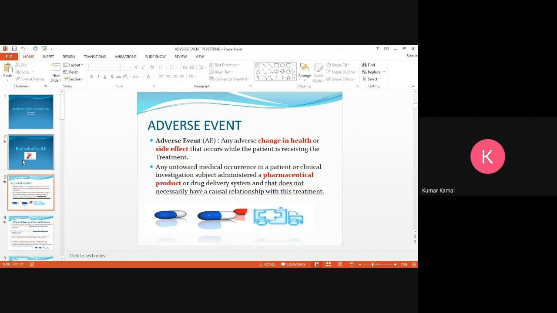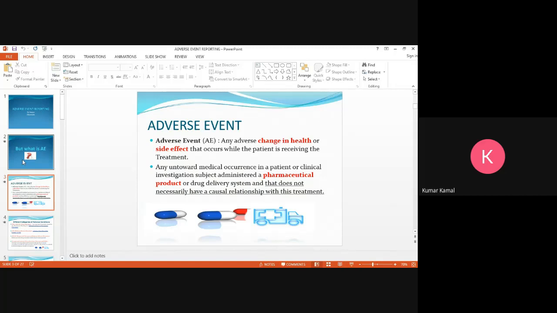So first coming to the definition, what is an adverse event? An adverse event is defined as any adverse change in health or side effect. In layman's language, a layman will say, "I have a side effect, I have maybe an allergy." Sometimes people also call it simply an allergy.